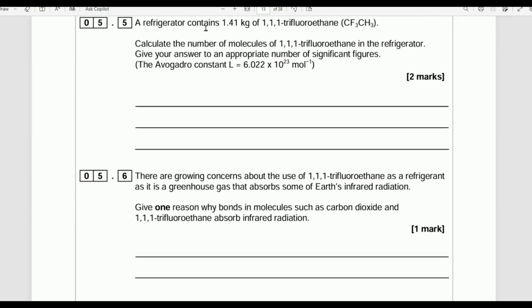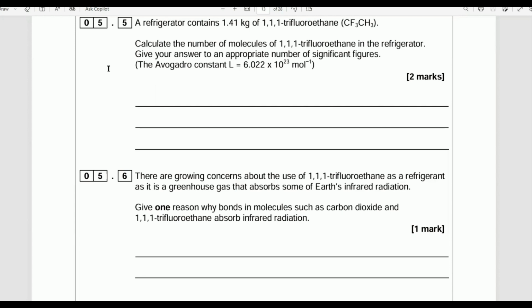Okay, 5.5. A refrigerator contains 1.41 kilograms of 1,1,1-trifluoroethane. Calculate the number of molecules of 1,1,1-trifluoroethane in the refrigerator. Give your answer to an appropriate number of significant figures. They've given us L, which is Avogadro's constant, 6.022 times 10 to the 23 mole to the -1, and it's worth 2 marks.